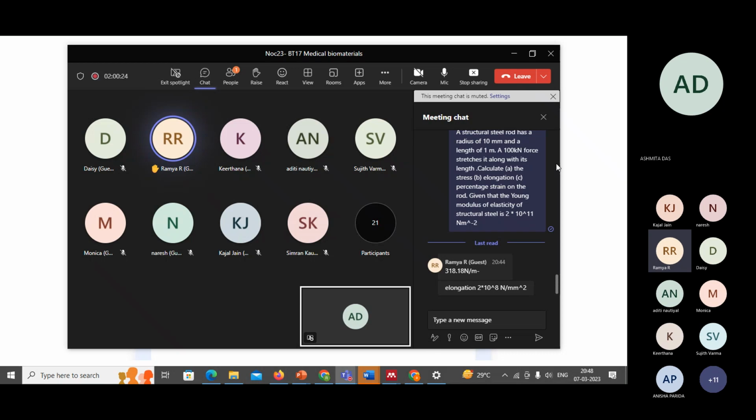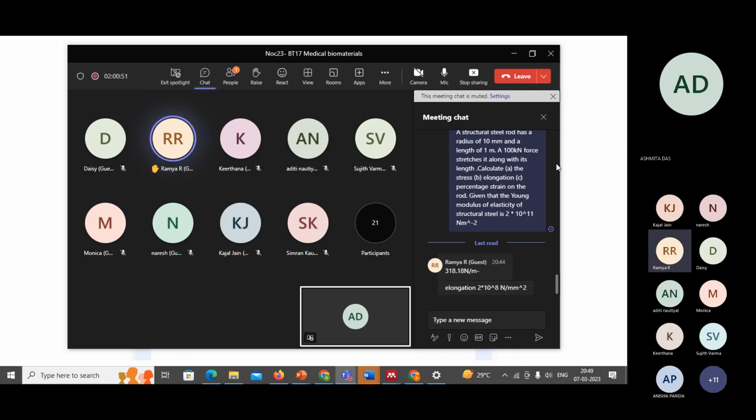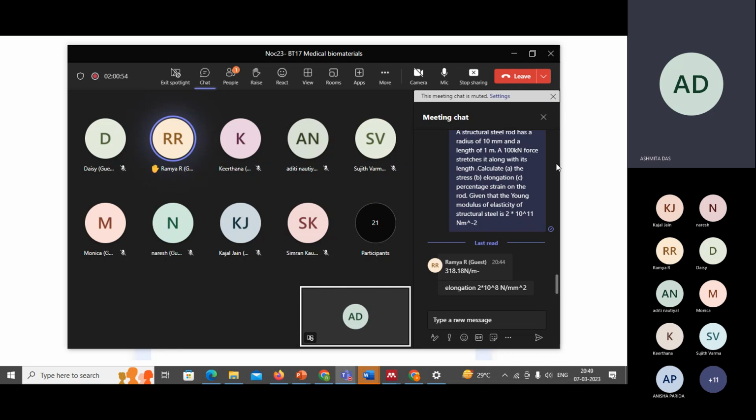The strain is actually 159.09 into 10 power minus 8, and the change in length is 0.00159 millimeter. You have some mistake in your conversion. The values are correct, but you have a certain mistake in the conversion. Please check it. And Daisy, are you able to solve the questions?